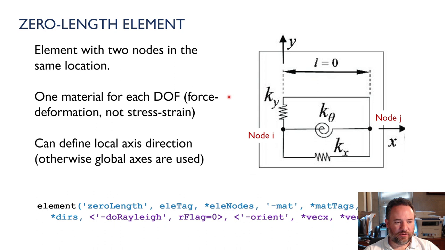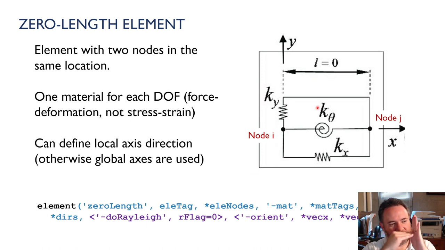I can have separate materials for each DOF. Since this is a 2D case here, I have two nodes, node I and node J. They look like they're in different positions here, but you see the distance between them is zero. So it's just separated to be able to show the three stiffnesses. I have a horizontal stiffness, I have a vertical stiffness, and I have a rotational stiffness. So the nodes want to move this way relative to each other, this way relative to each other, or they want to rotate relative to each other. And I can define a different material behavior for each.